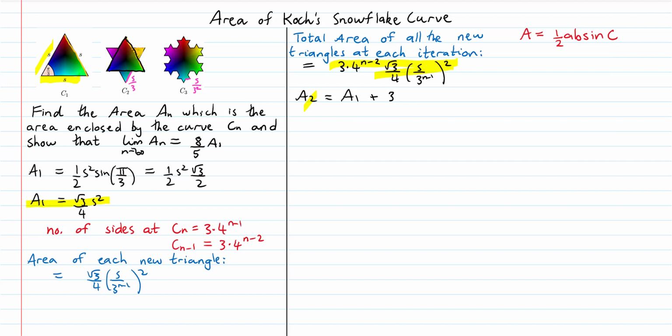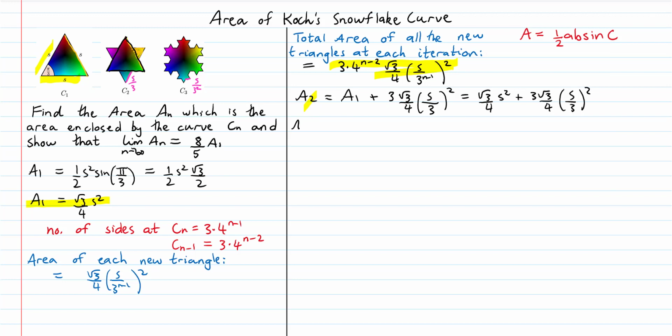So we're going to get then plus 3 times square root of 3 over 4 times s over, well, 3 to the power of n minus 1 is 3 to the power of 2 minus 1, which is just 3 to the power of 1, and that's just equal to 3. So we get s over 3 all squared. So we'll just write that out in full. So A1 was given by root 3 over 4 times s squared, and then plus our 3 times root 3 over 4 times s over 3 all squared.